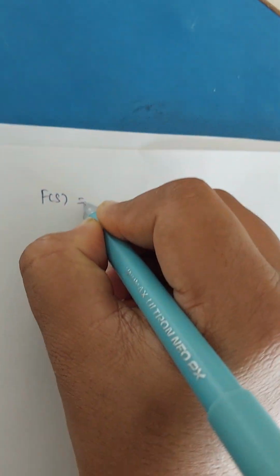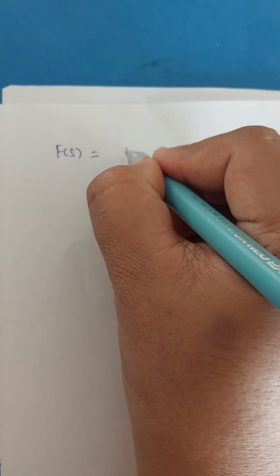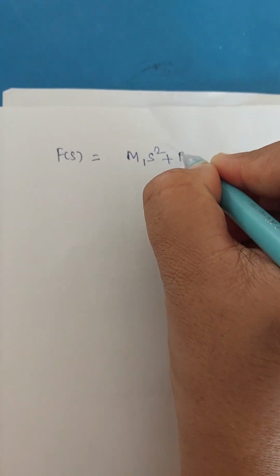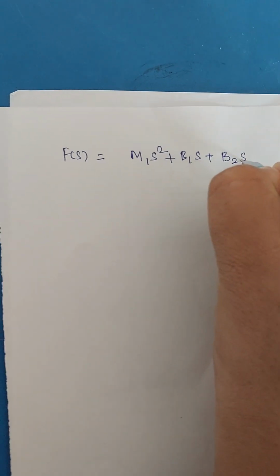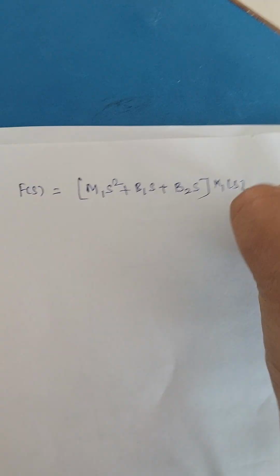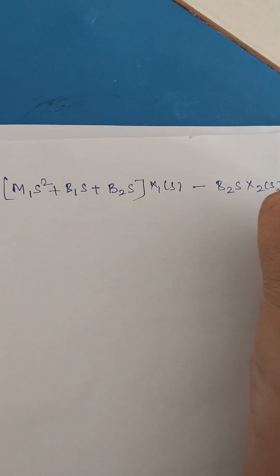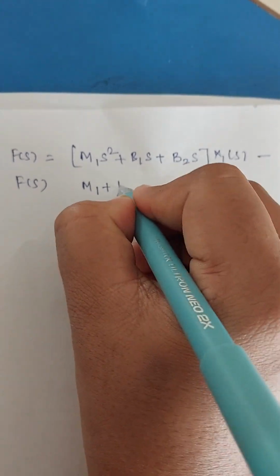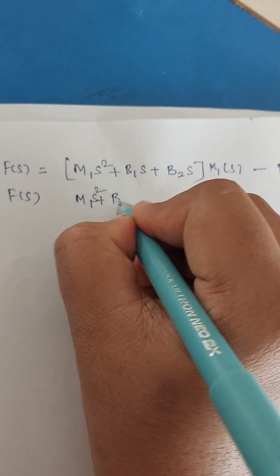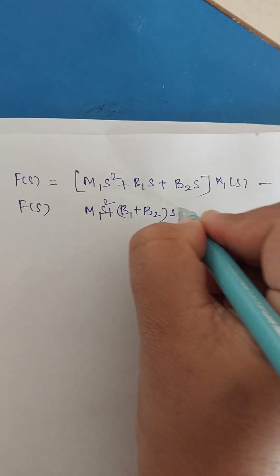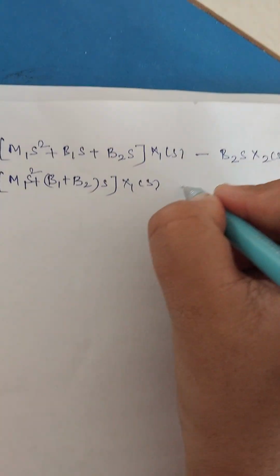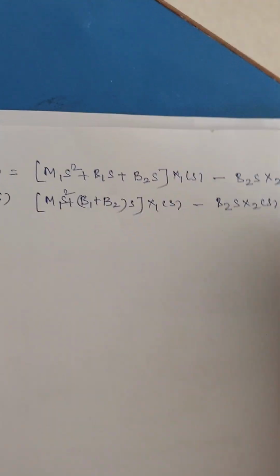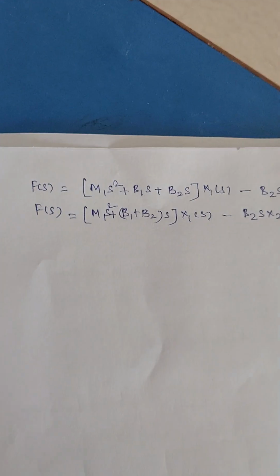So we can write F of s equal to, taking x1 of s common, m1 s square plus b1 s plus b2 s into x1 of s minus b2 s into x2 of s. Right? So this is the equation we have. Now we can also take s common: m1 s square plus b1 plus b2 into s, into x1 of s, minus b2 s into x2 of s, equal to F of s. We represent this as equation 1.